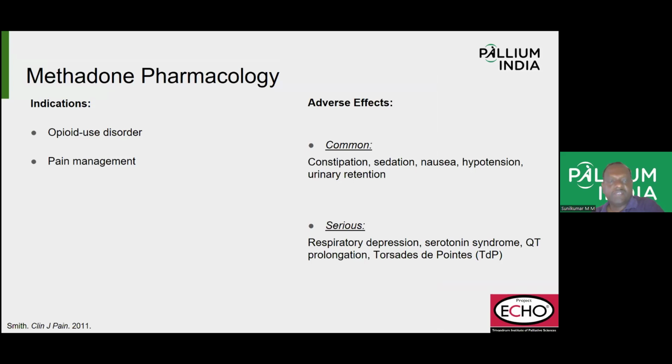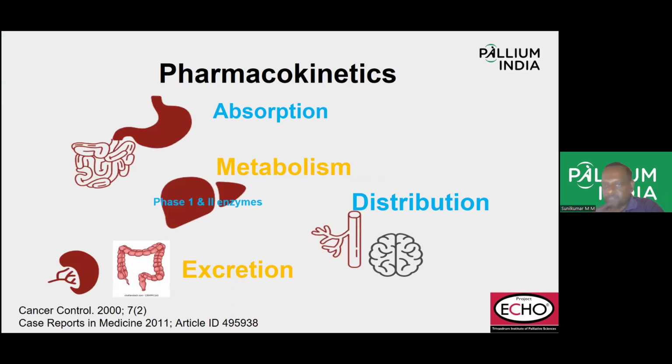And so as we told earlier, methadone has two uses. One is as an analgesic and the other is as a substitute for treating opioid use disorder. And now we'll move on to the pharmacokinetics. So how is methadone absorbed? It is again absorbed from the upper small intestine, like morphine. The bioavailability of morphine is only about 20 to 30%. But in case of methadone, it is up to 80%.